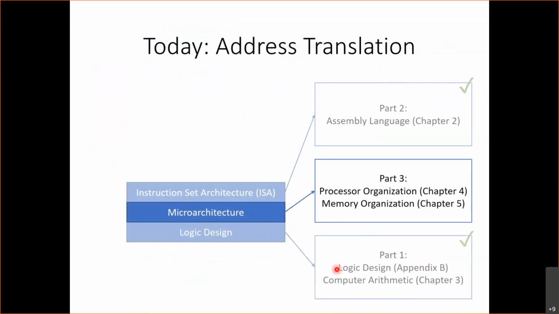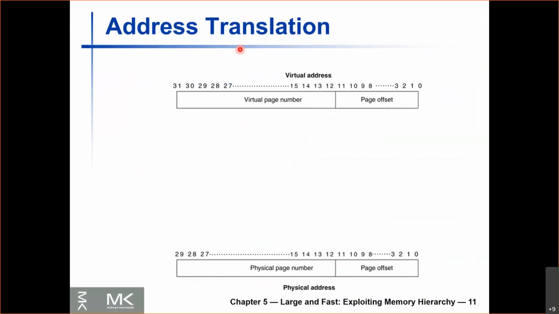All right, so let's start talking about address translation. We want to take a virtual address and translate that into a physical address. In our example, we are assuming 32-bit virtual addresses, so 4 gigabytes, and 1 gigabyte of physical memory, which corresponds to a 30-bit physical address. The question was, how do we translate a 32-bit virtual address into a 30-bit physical address?